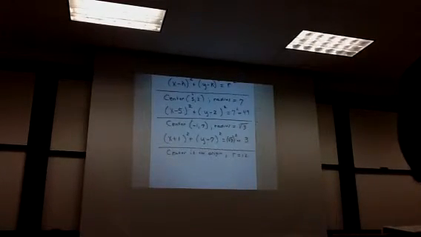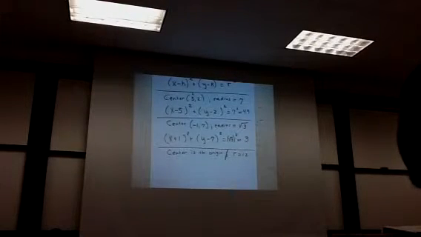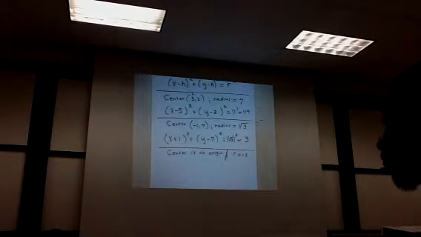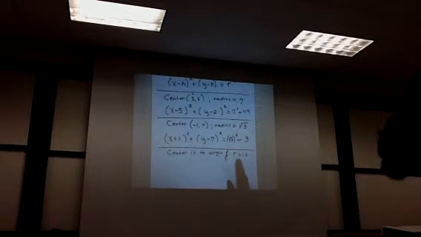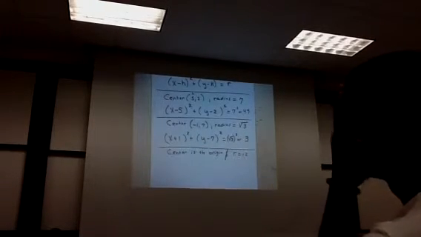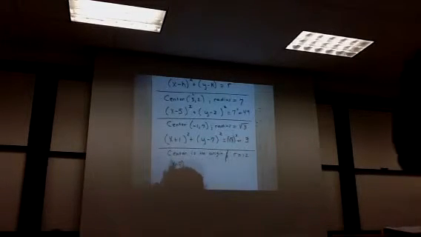Center is the origin, radius is 12. Hey, anybody got it? X minus 0. X what? X minus 0 squared.